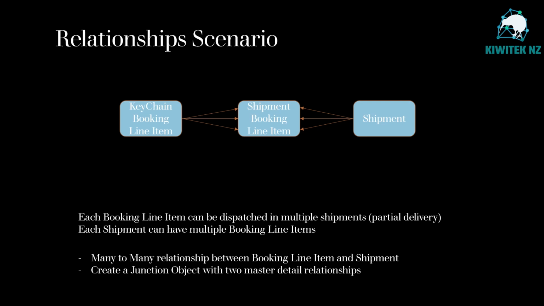Similarly, each shipment can have multiple booking line items, because in one shipment, you can combine multiple booking line items, 4 or 5 line items, and include them in the same shipment package. So what is required to be defined is you have to create a many-to-many relationship between booking line item and shipment. To do this, you create a junction object called shipment booking line item, and then you create master detail relationships from shipment booking line item to booking line item and to shipment.